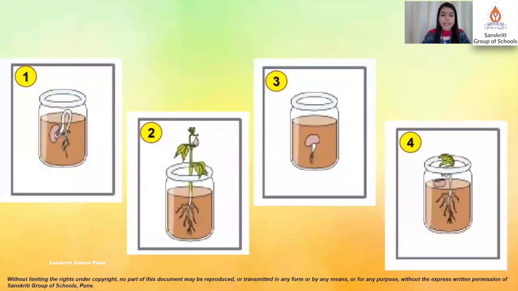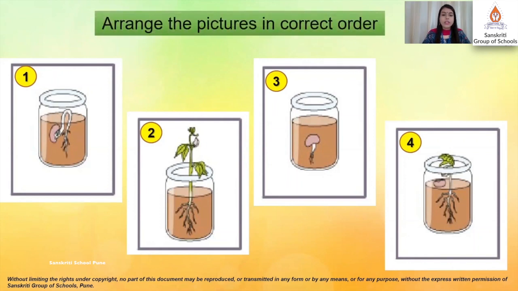So let's move ahead. Okay, now I have this activity for you all. You can see here 4 jars made, and the process of germination is happening, but they are not in proper order. So what you have to do is arrange the pictures in the correct order. Each picture has a number 1, 2, 3, 4. You have to see what is the correct order of germination, and you have to note down the correct order. You can just note down the numbers in your notebook in the correct order.